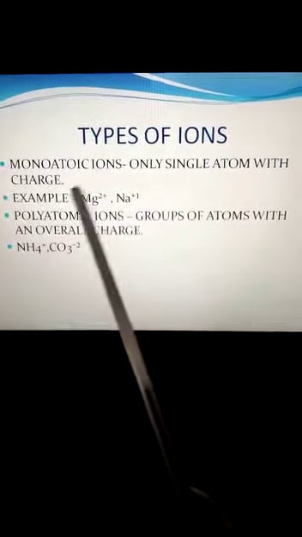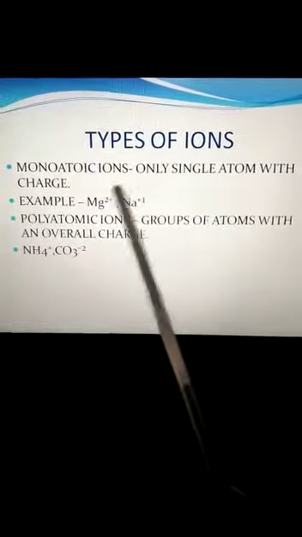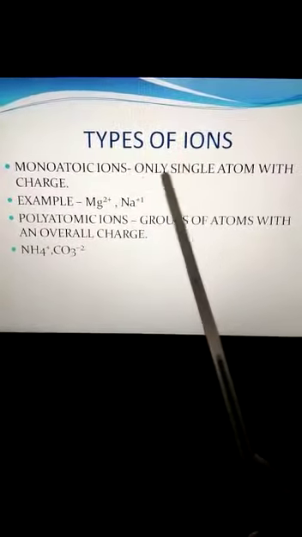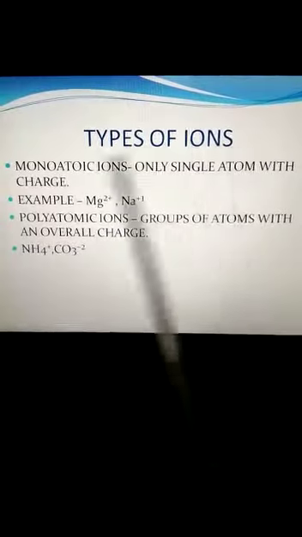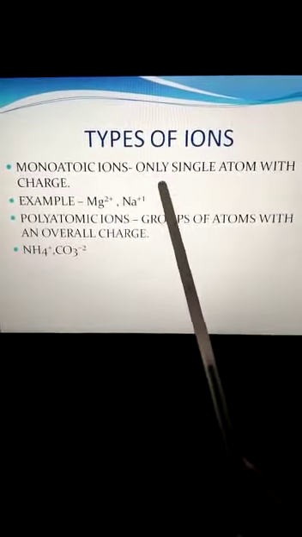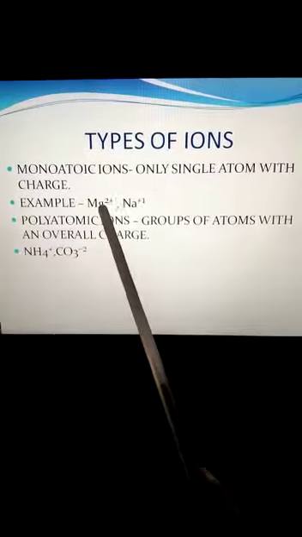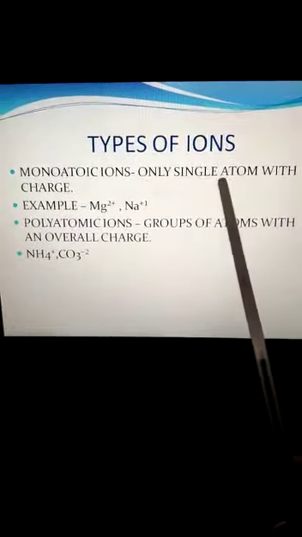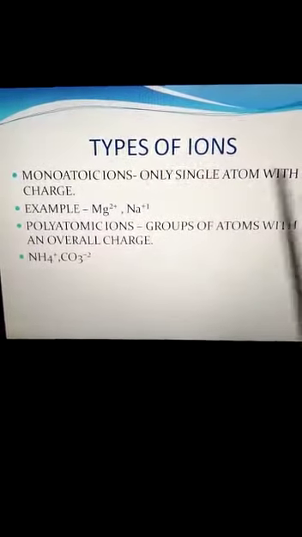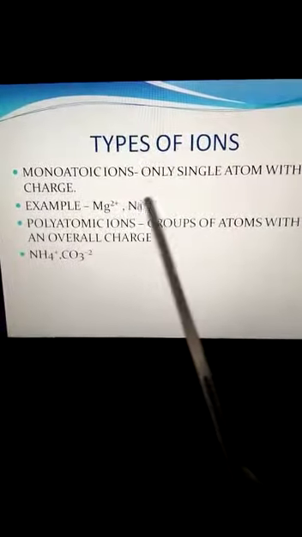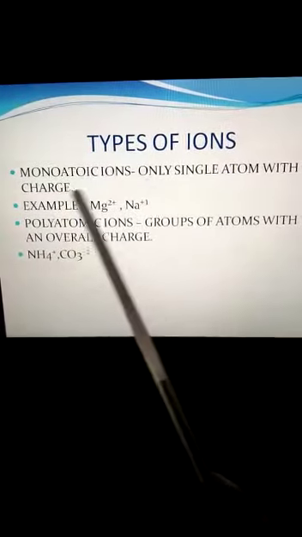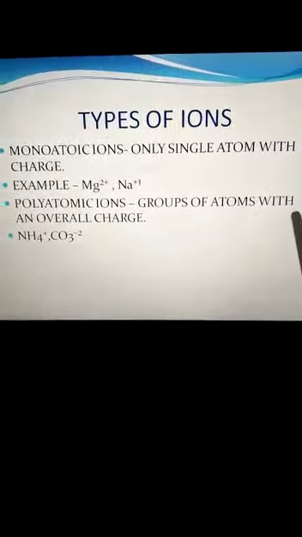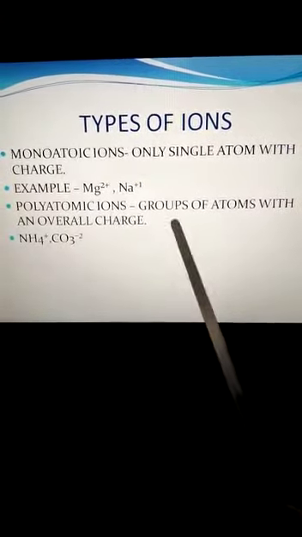Now we'll discuss different types of ions, monoatomic and polyatomic ions, along with their examples. Monoatomic ions have only a single atom with charge. As I told you, magnesium 2+ has valency 2, and sodium 1+ has valency 1. So only a single atom with charge is known as a monoatomic ion. Polyatomic ions are a group of atoms with an overall charge.